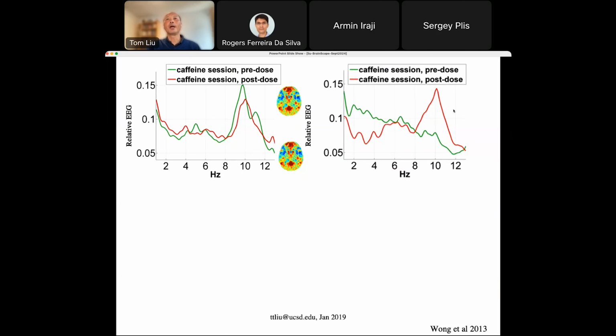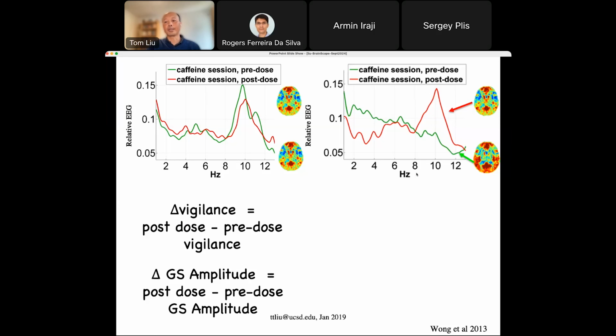On the other hand, other subjects, if you look at their EEG spectra, are quite different. Pre-dose, you see this green spectrum, and then post-dose, you see an increase, especially around the alpha band, indicating a very pronounced increase in their vigilance level because the alpha power is going up. And in fact, if you look at their resting state map before the caffeine, you see a lot of positive correlations. After caffeine, you start to see these anti-correlations showing up. So there's a very strong difference in the global signal component between these two states.